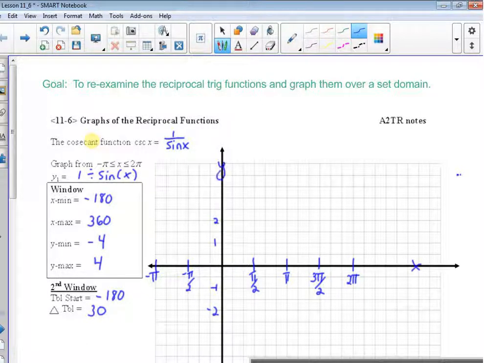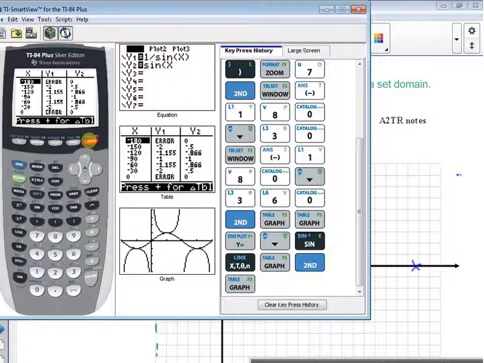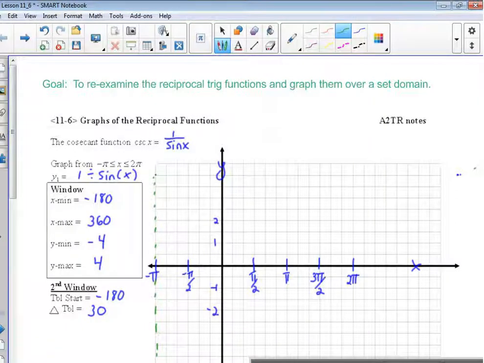Okay, so my asymptotes were at negative 180. And if you go back and look at the table of values, they're also at 0. The next one is also at 180, and the last one's at 360. So 0, kind of putting my asymptote in there, 180, and 360.